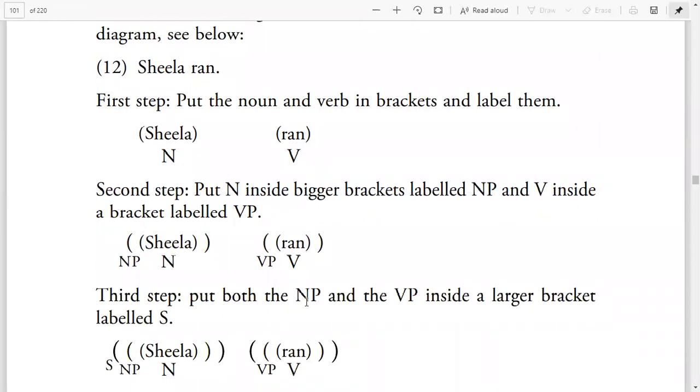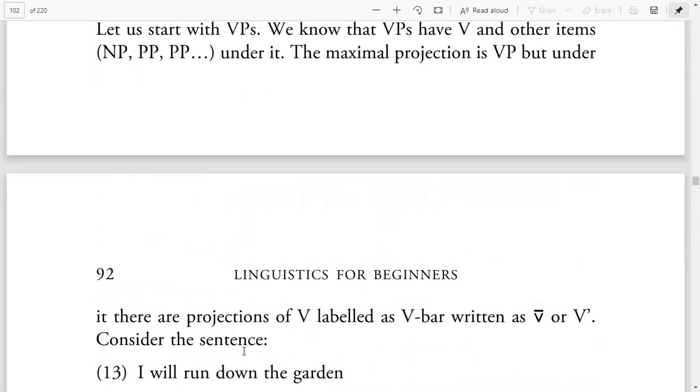And the third step is to put both the NP and the VP inside a larger bracket labeled as S. So you are once again putting another larger bracket, and you are naming it S, that is a sentence. S stands for sentence here, and here as well. So S shows that this bracket encloses a sentence, this bigger one. Then NP shows that this bracket contains a noun phrase here. Then this bracket, along with this title N, shows that it has a noun. Same is the case with this part as well. So this was the third process here.